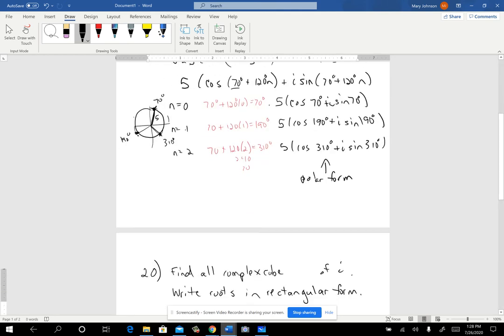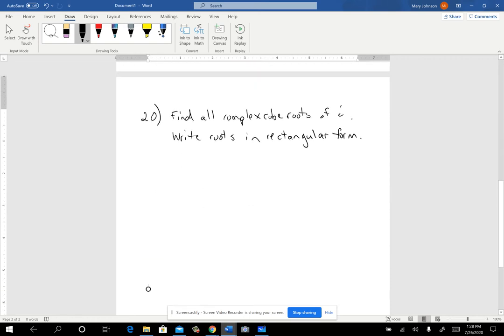All right. Now let's look at this number 20. Number 20 is also cube roots. We're just doing the cube root of i, and so it's not starting out written in polar form. Because it's so much easier to do things written in polar form, you're going to do that first. So you're going to think about the i as a complex number. So it's like you have no real part and then plus one i. So it's like the point (0, 1).